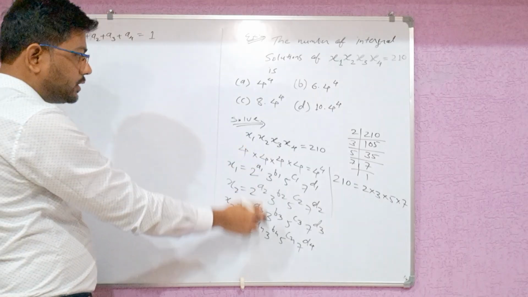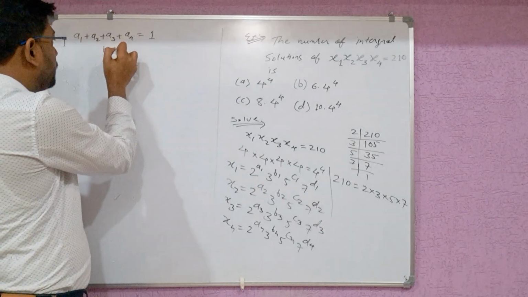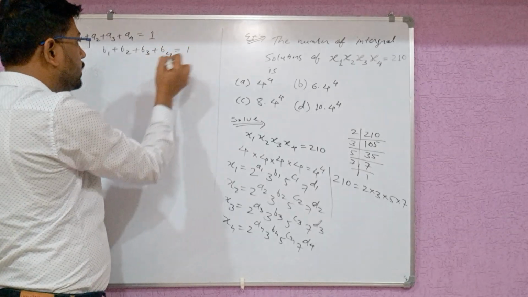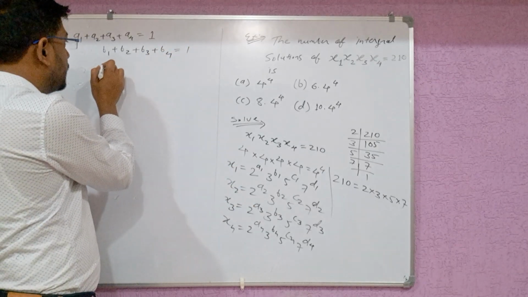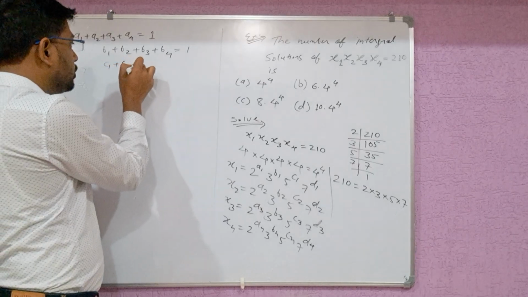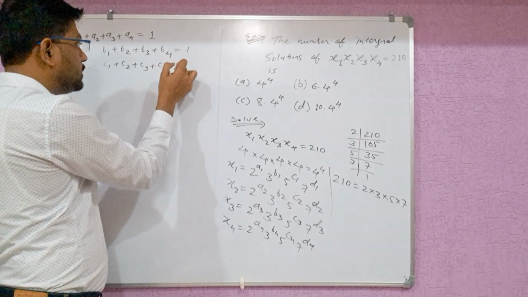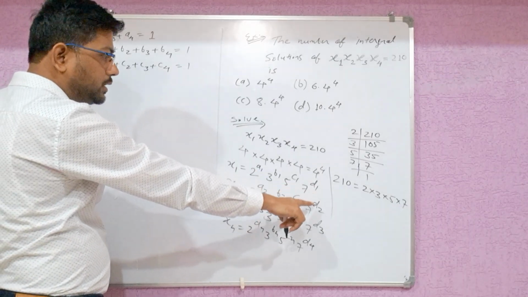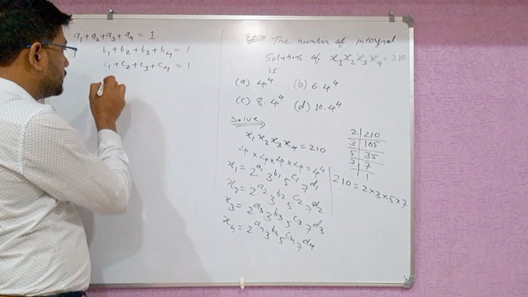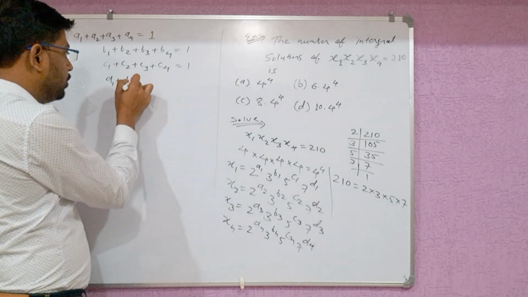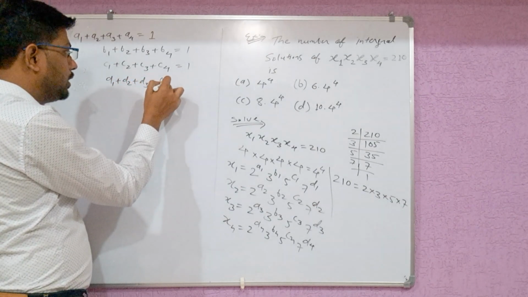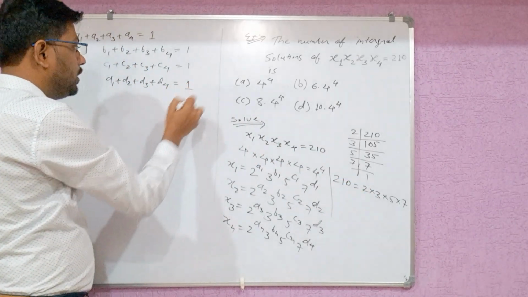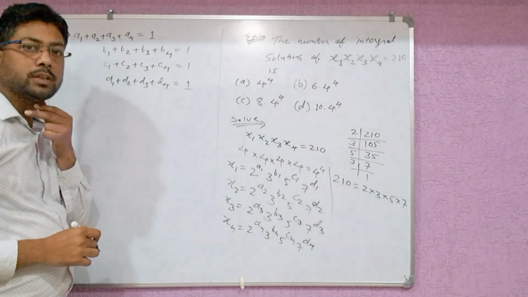In the same way, if I compare the power of 3, I'll get b1 plus b2 plus b3 plus b4 is equal to 1. If I compare the power of 5 in the left hand side and right hand side, I'll get c1 plus c2 plus c3 plus c4 is equal to 1. And if I compare the power of 7, it will be d1 plus d2 plus d3 plus d4 in the left hand side, and in the right hand side the power of 7 will be 1. Okay. So these 4 equations I have got.